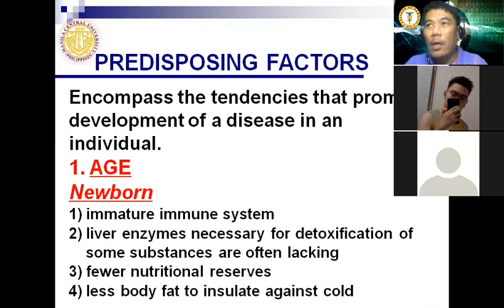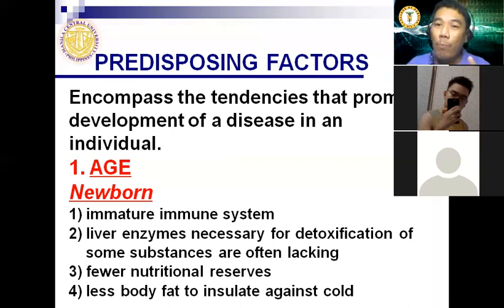when given broad spectrum antibiotics? Remember in pharmacology, the major organ that detoxifies the drugs that are metabolized in the body is the liver, in association with the function of the kidney. So why could they be predisposed to liver damage? The answer is number two. Liver enzymes necessary for detoxification of some substances are often lacking.